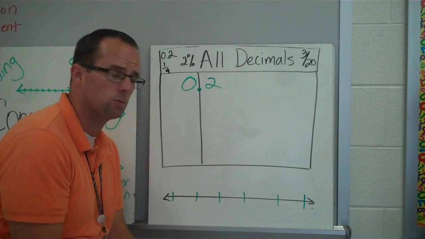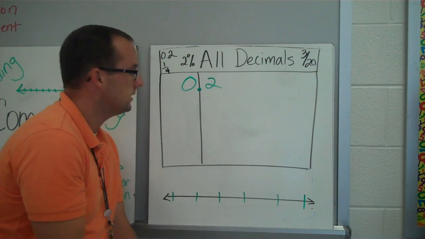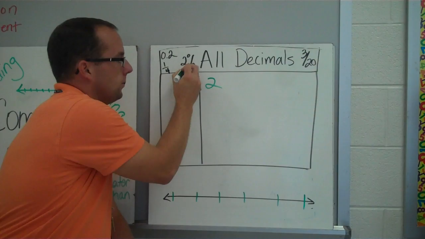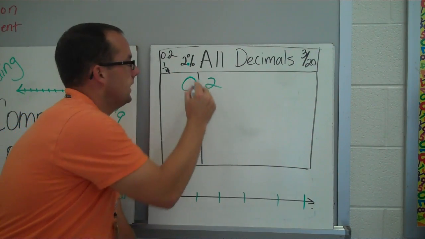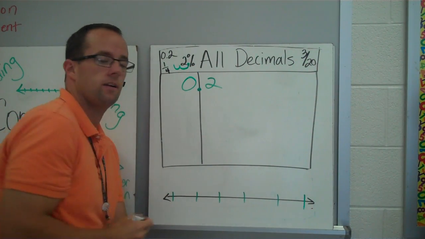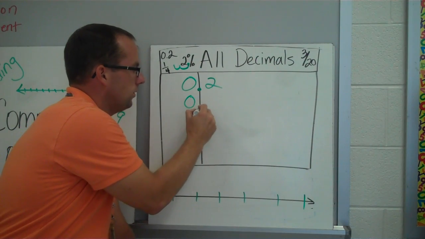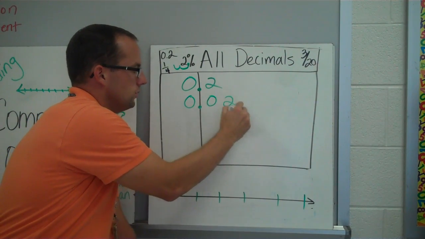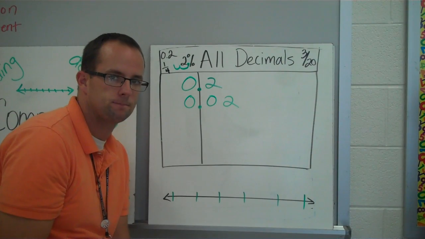I think the second easiest one is 2%. Because I know that I can take my decimal point, put it after the 2, and move it 2 places to the left, creating 0.02, which is equal to 2%.